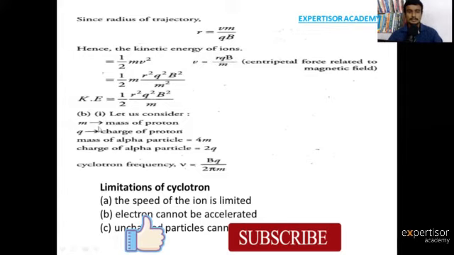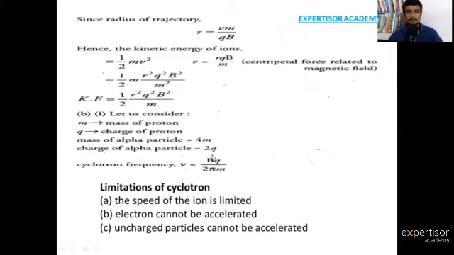See this. Let us consider m is the mass of the proton and q is the charge of the proton. The mass of the alpha particle is 4m. The charge of the alpha particle is 2q. Mass is 4m, charge is 2q.